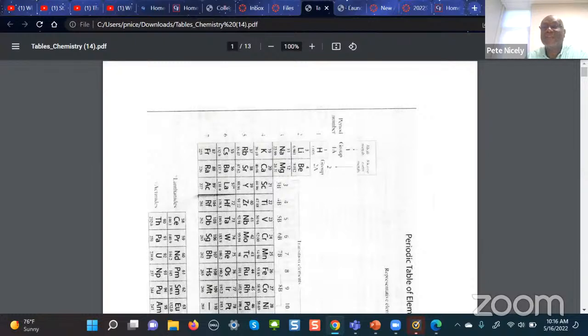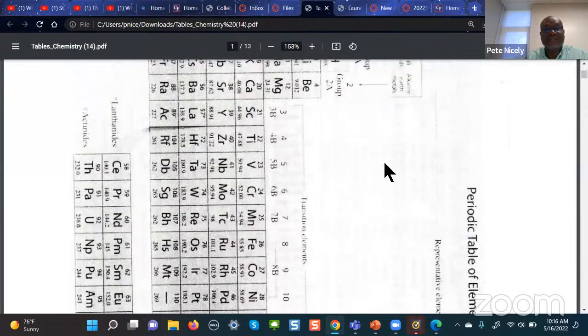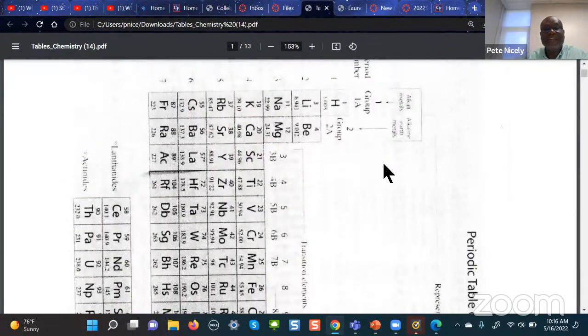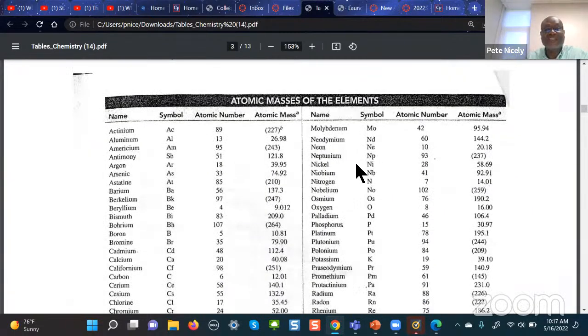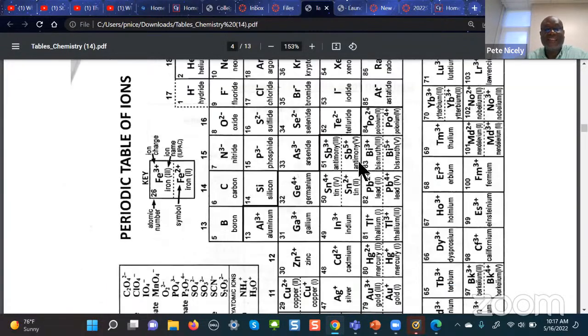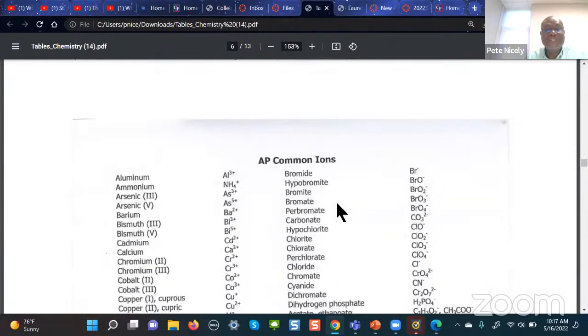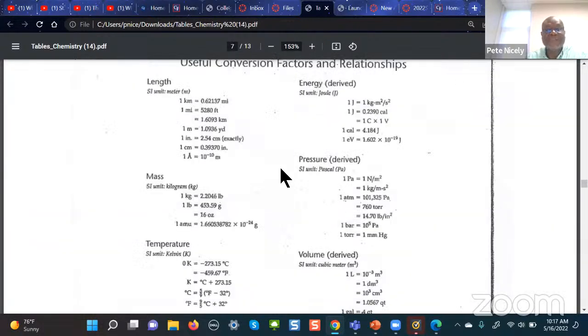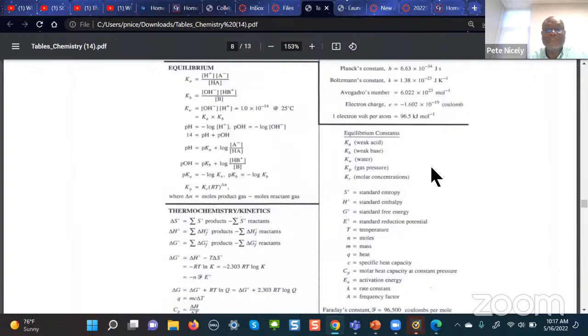Let me get this out of the way here. Excuse me. All right. Okay, so this has several pages, right? The first 2 pages are different versions of the periodic table. So you have this one, and then you have the list of elements alphabetically. And then this gives you a list of ions. In fact, there are 3 pages which gives you a list of common ions, which we'll discuss later on, and so on and so forth. Conversion factors, blah, blah, blah. Some equations that you may need, not only for Chem 1, but for Chem 2.